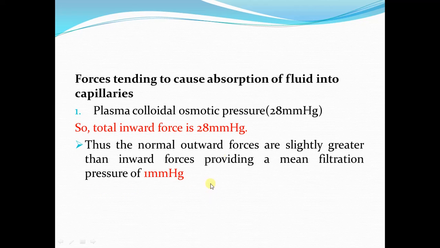The net inward force is plasma colloidal osmotic pressure, which is 28 millimeter of mercury, and this is the force which tends to cause the absorption of fluid into the capillaries. So normally the outward forces are slightly greater than the inward forces. 29 is the net outward force, and 28 millimeter of mercury is the net inward force. So net filtration pressure is 1 millimeter of mercury in outward direction.